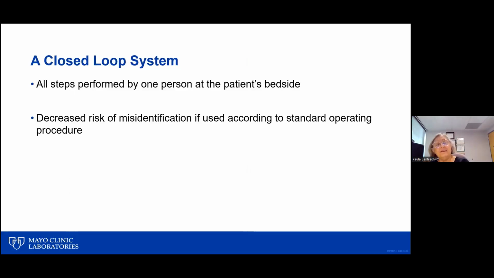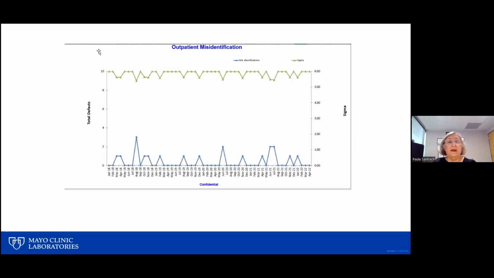So this thing is really a closed loop system. Everything is done for only one patient by only one phlebotomist. And because it's closed loop like this, there's a significantly decreased risk of misidentification if used according to, again, the standard operating procedure. And this is data on outpatient misidentifications. And you can see they're scattered, but they do happen periodically. This is sigma. You want to be at 6 sigma, and we are for the most part, but we still see mis-IDs on the outpatient side.